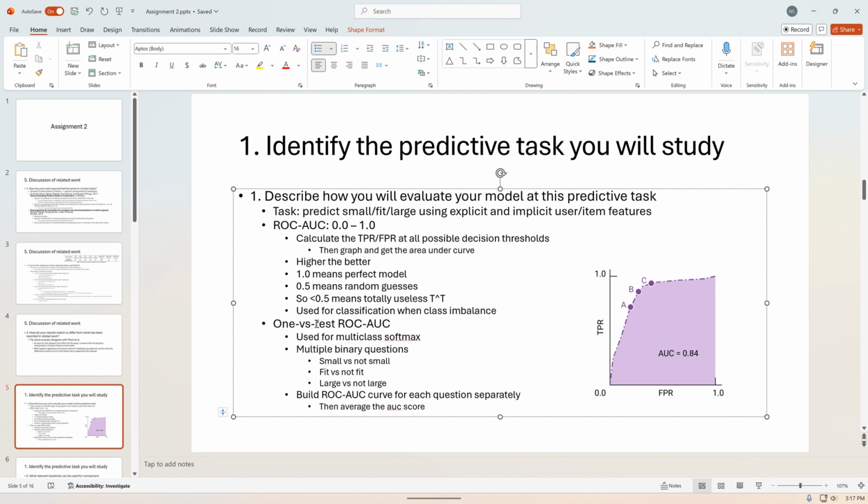Basically, one versus rest asks multiple binary questions: small versus not small, fit versus not fit, large versus not large. It builds a curve for each question separately, and then they average the AUC score.